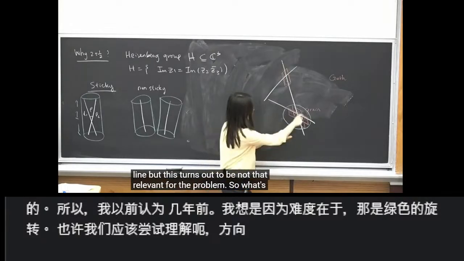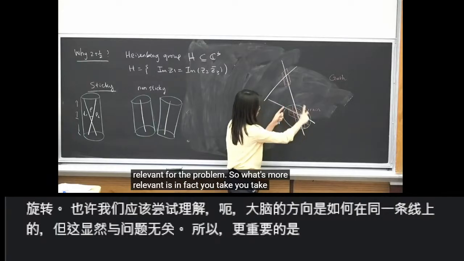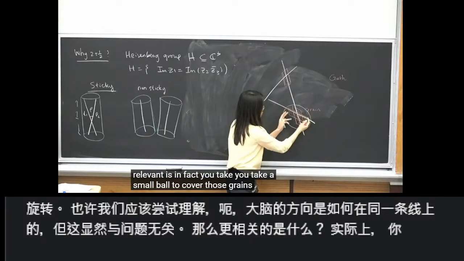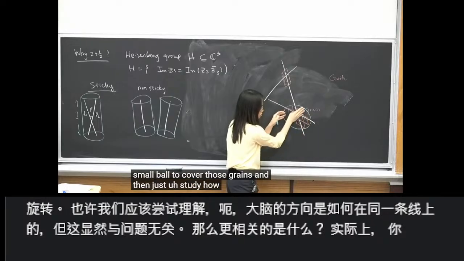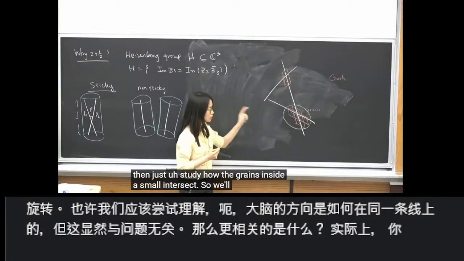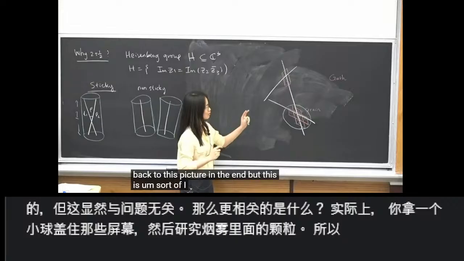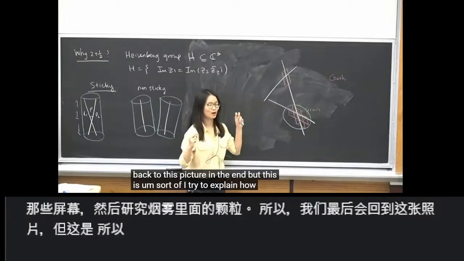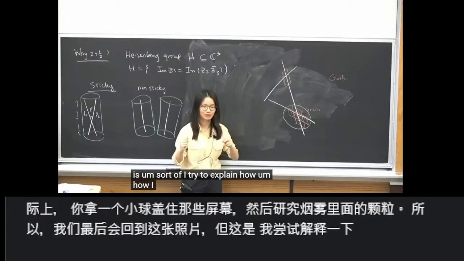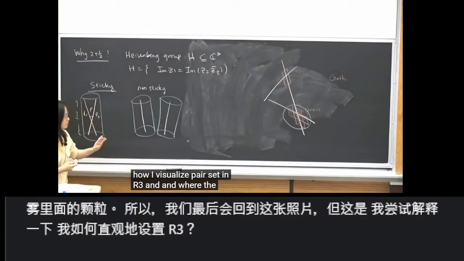What's more relevant is, in fact, you take a small ball to cover those grains, and then just study how the grains inside a small ball intersect. So we'll go back to this picture in the end, but this is sort of how I visualize a Kakeya set in R3 and where the difficulty is.